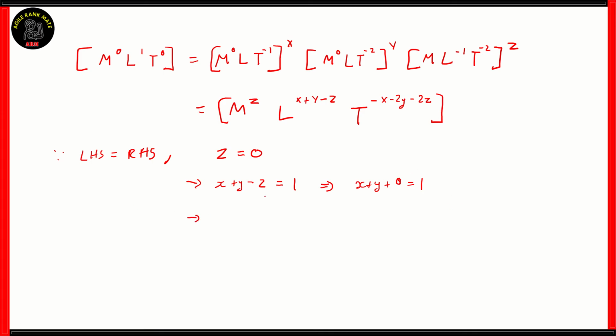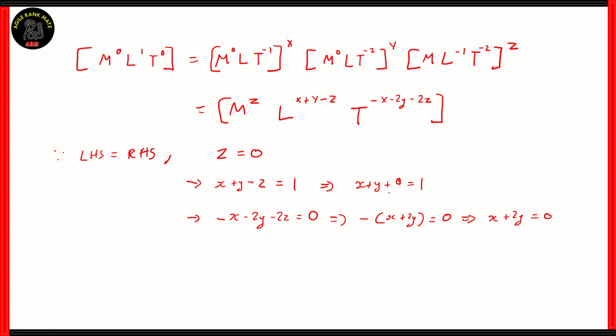And finally, we have minus x minus 2y minus 2z as equal to 0, since time is raised to 0. We know that 2z is already 0, so we can take the negative out, and then it'll be x plus 2y inside the bracket, and that's equal to 0, which we can further simplify to x plus 2y equals 0, because if you take the negative to the right-hand side, it goes in the denominator. Negative of whatever times 0 is 0, so there is no change on the right-hand side.